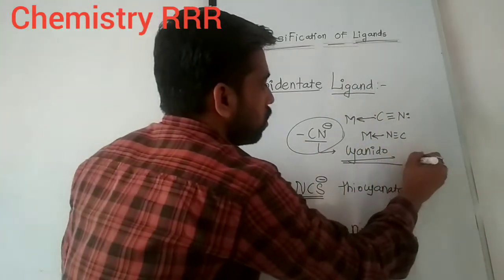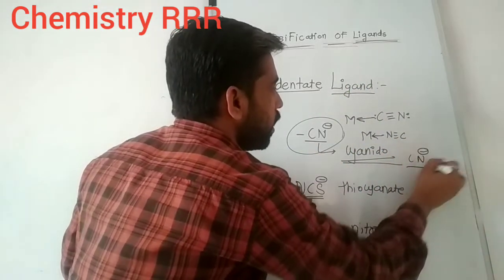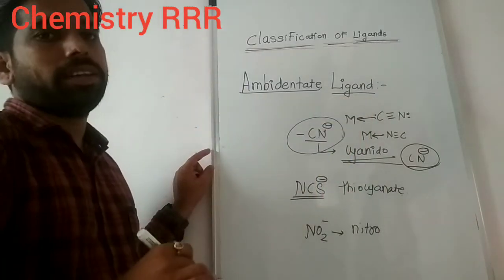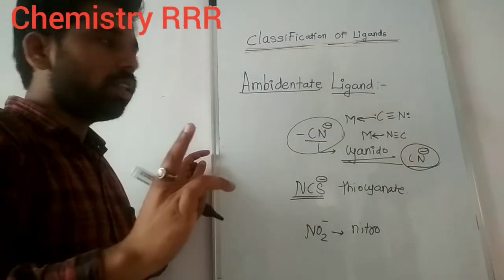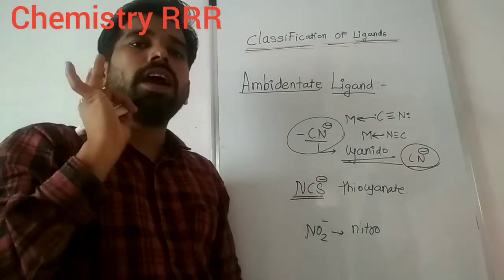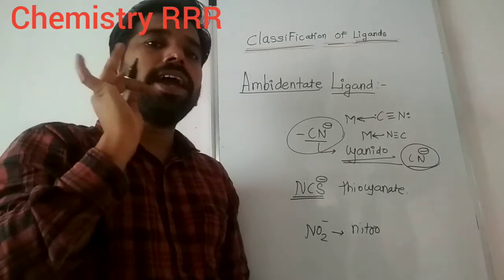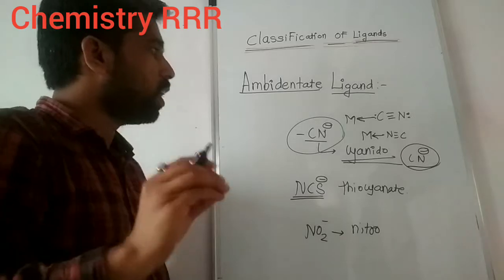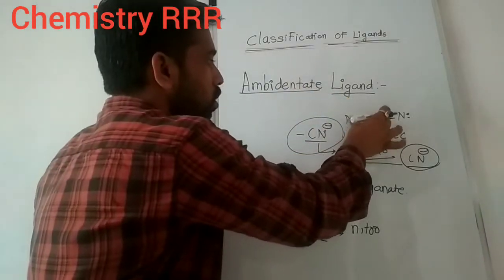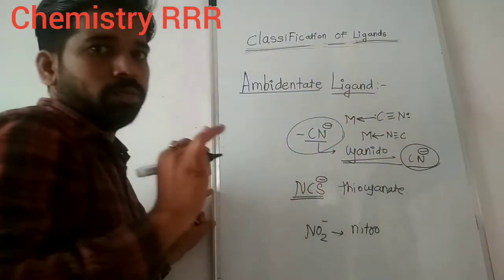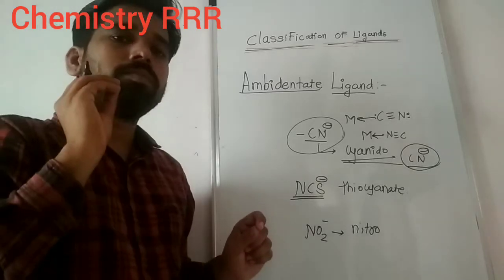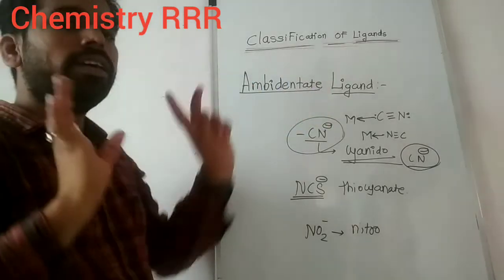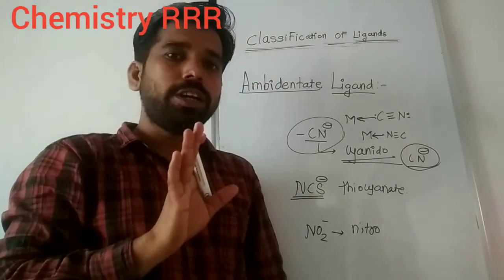So this cyanide ligand is called the ambidentate ligand. Those ligands having two donor sites, but at a single time donating their lone pair of electrons to the metal from only one side, are called ambidentate ligands. Clear this point?